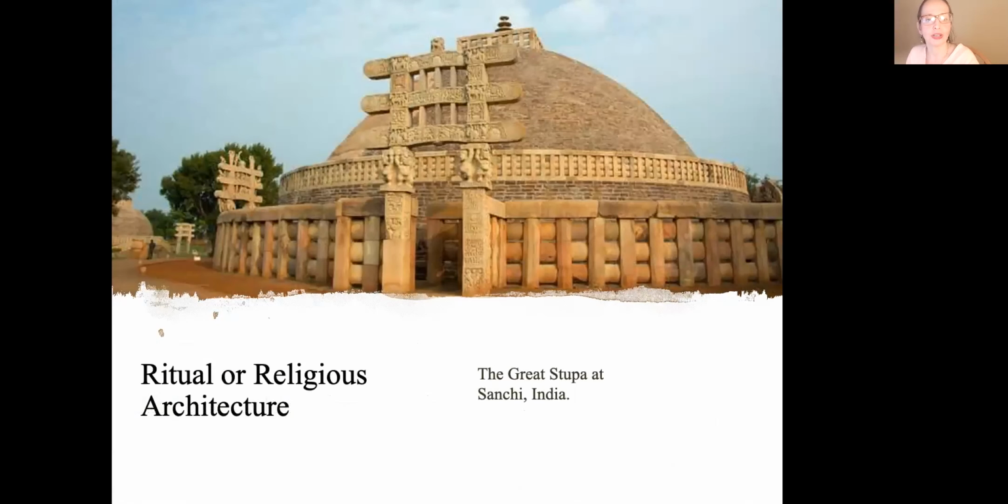Ritual or religious architecture. Here we're looking at the Great Stupa of Sanchi in India. We will be looking closely at this architectural form, its dome structure, its particular entry gate, the way in which the body is guided to move around the stupa, all related to the Buddhist faith, which has its origins in India. And that is what we will be studying, not the next module, but the following module. So probably late next week, we'll be looking at this stupa.